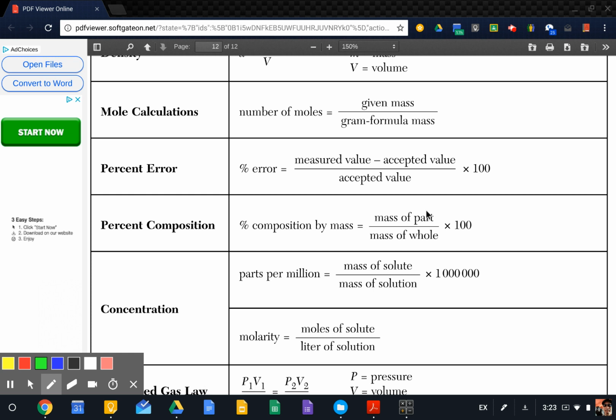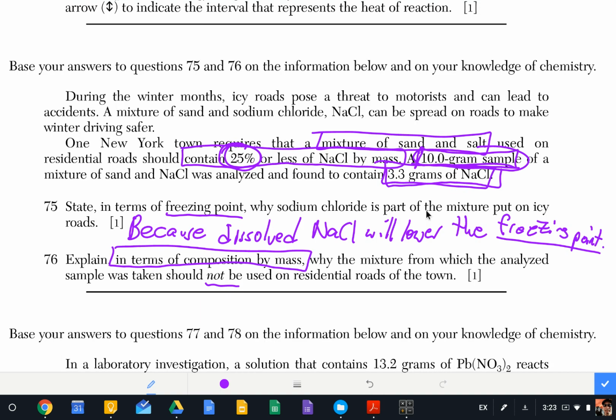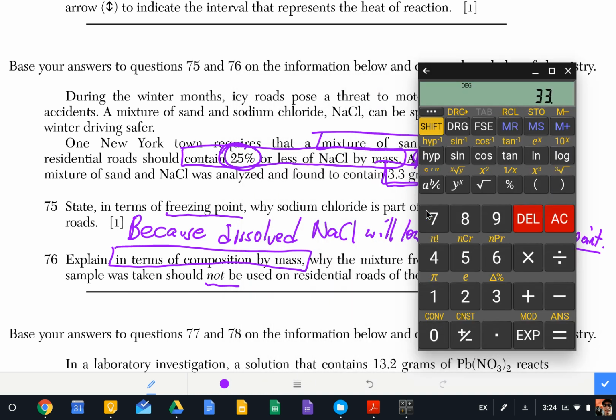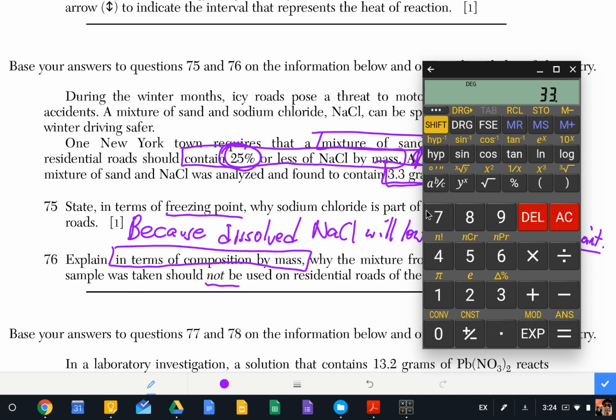Not percentage error. Percent composition. Percent composition by mass. You take the mass of the part you're analyzing divided by the total, the whole mass, and it's a percent, so we multiply by 100. So if we try to work that out based on this info, it says that there were 3.3 grams of sodium chloride out of a 10-gram sample. So if we do a quick calculation of that, that's 3.3 grams divided by 10 times 100. That's not 25% or less sodium chloride, that's 33%, meaning that is too much than the town wanted.